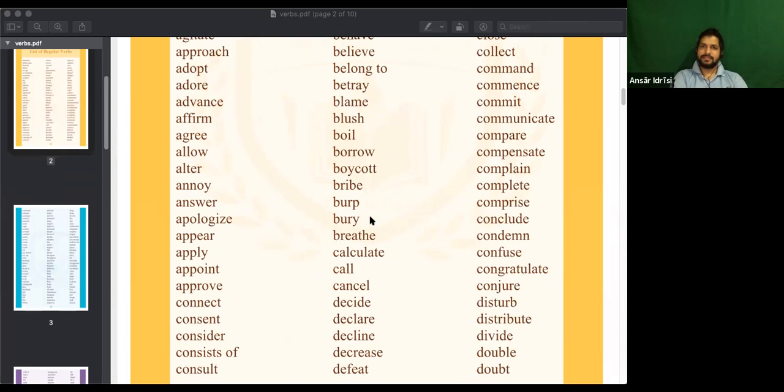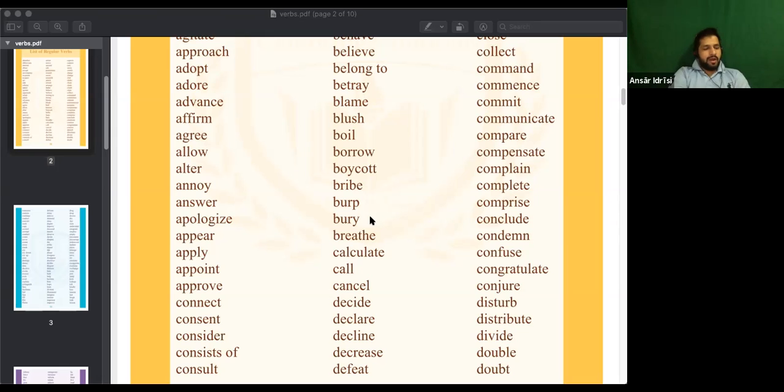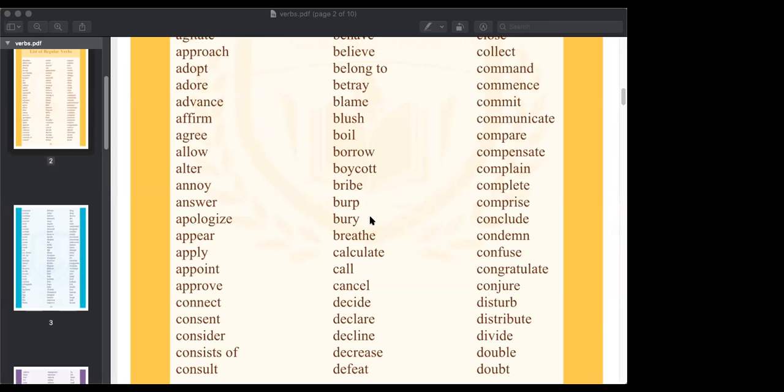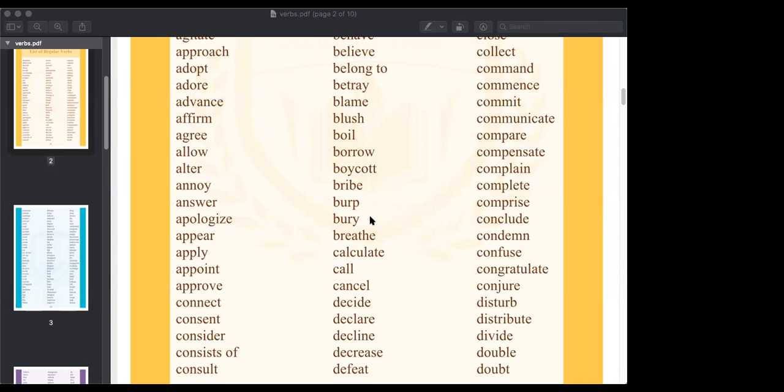Chalo, next. It used to pull. Did it used to pull? It didn't used to pull. Next. It used to declare. Did it used to declare? It didn't used to declare. Declare. It used to apply. Did it used to apply? It didn't used to apply. Very good. Next. It used to appoint. Did it used to appoint? It didn't used to appoint.